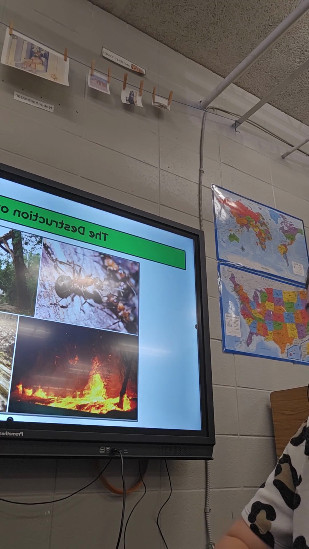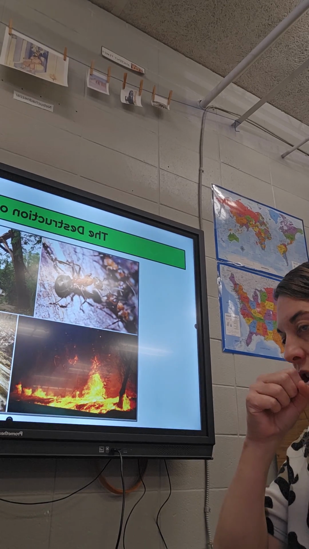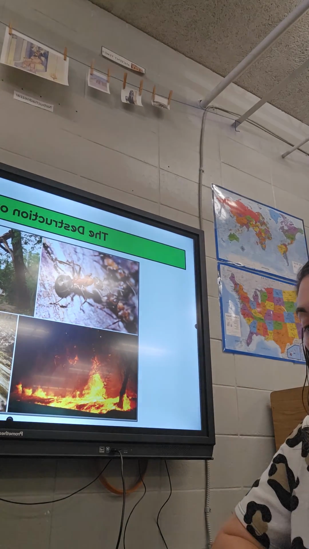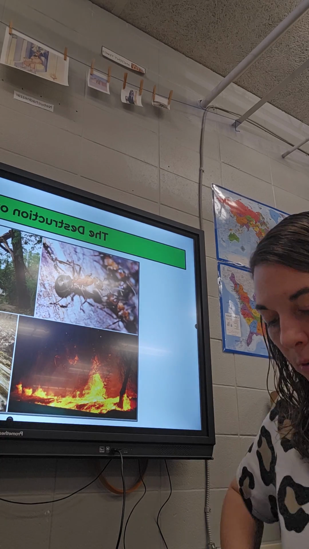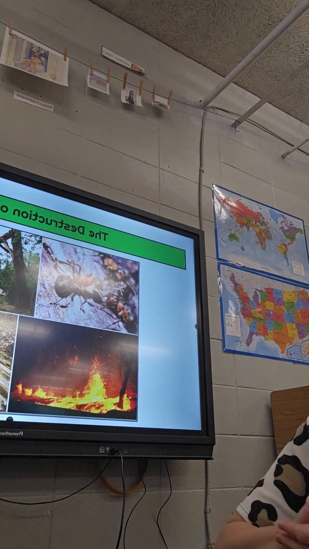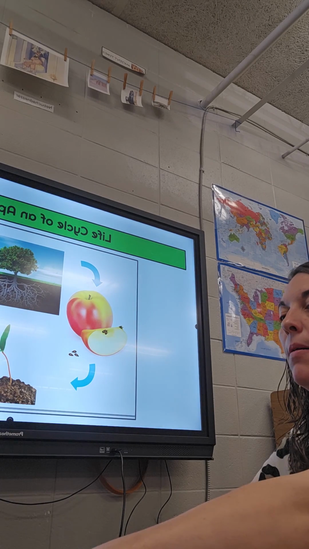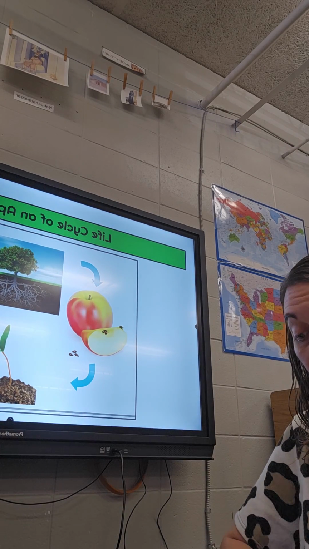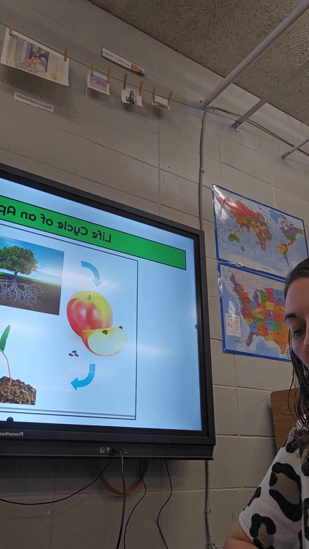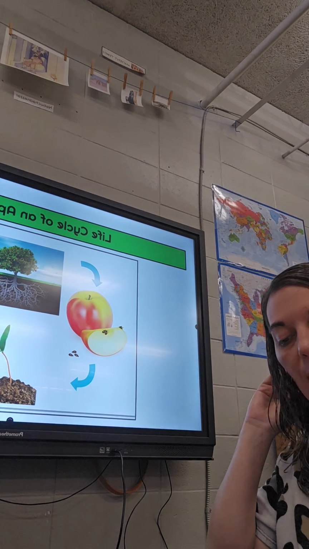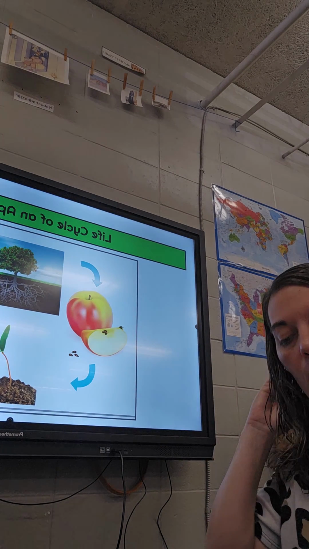Okay, so for a few comprehension questions. What is the main topic of this read aloud? Remember what we were talking about? Life cycles of trees. Good job. What are several things that make trees an important part of the earth?